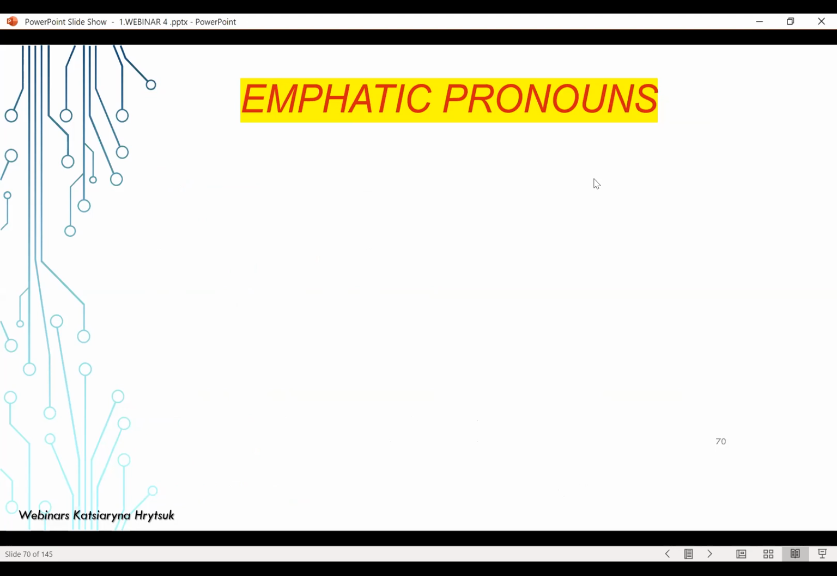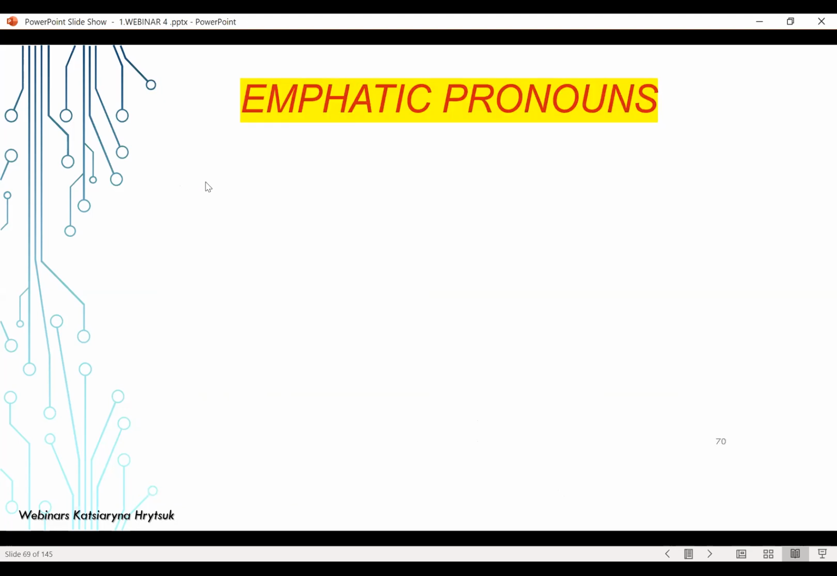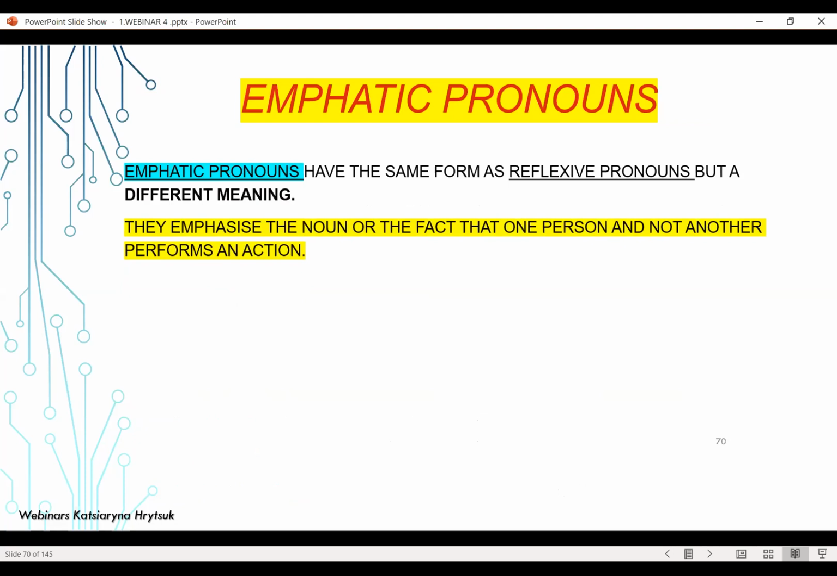Next, what is the difference between these reflexive pronouns and emphatic pronouns? They look absolutely the same. Emphatic pronouns have the same form as reflexive pronouns, but they have different meaning. They emphasize the noun or the fact that one person and not another makes the action.